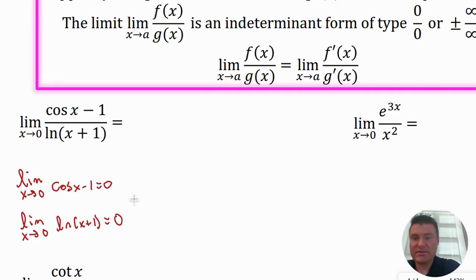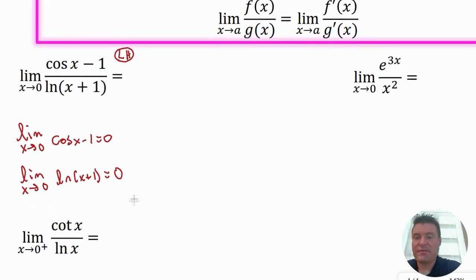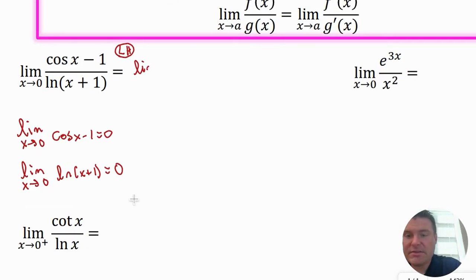So because of this, I'm going to use LH. By the way, I call it LHOP. Hope you don't mind, and I really don't care if you do mind. It means we're going to find the derivative of the numerator now. So we're going to do the limit as x approaches 0. The derivative of the numerator is going to be negative sine of x. Derivative of the bottom, for the ln, is going to be 1 over x plus 1.